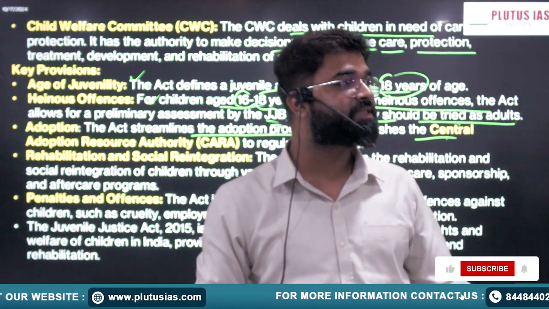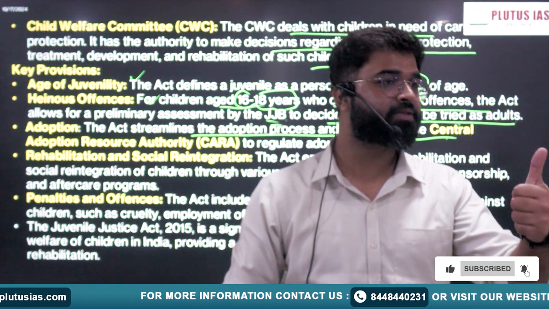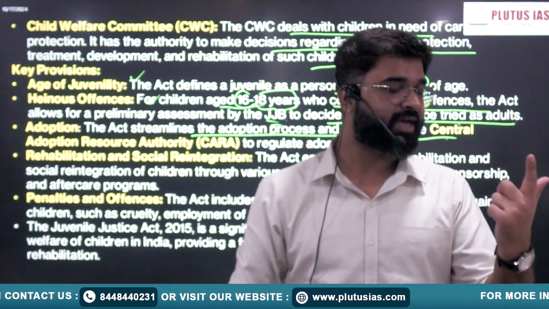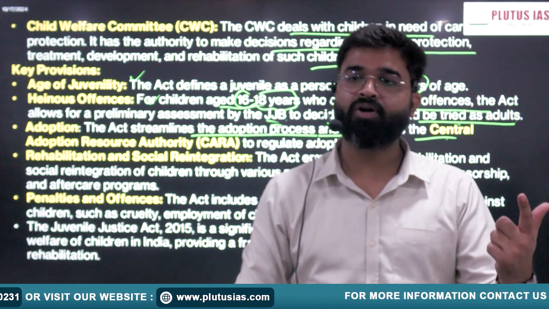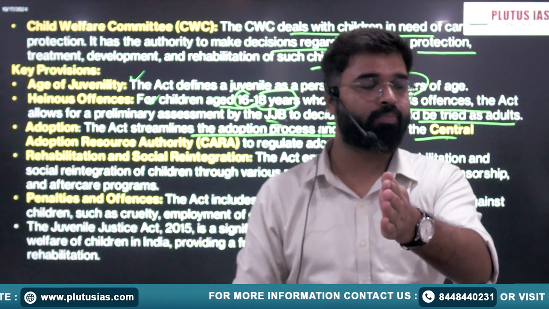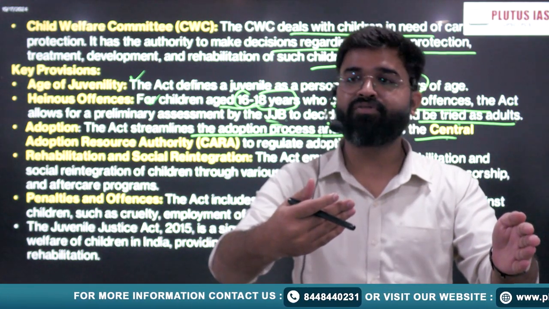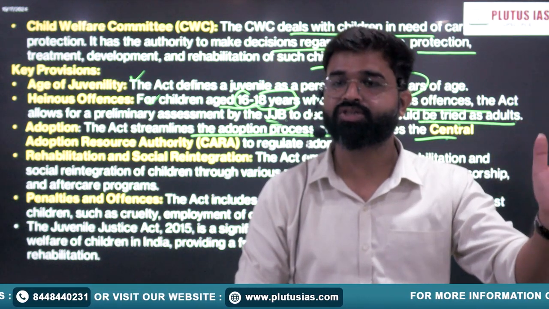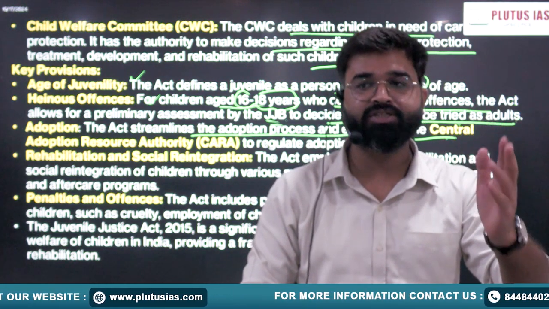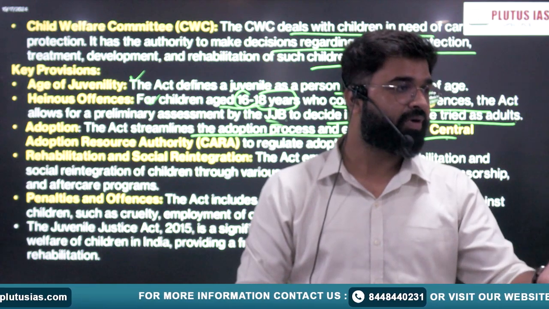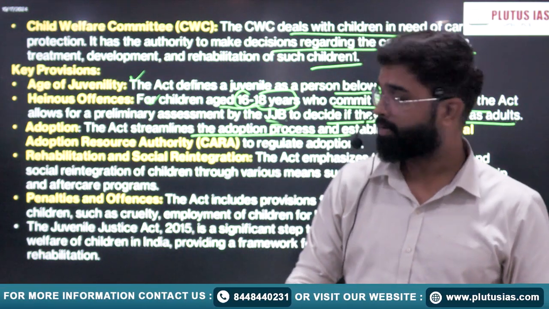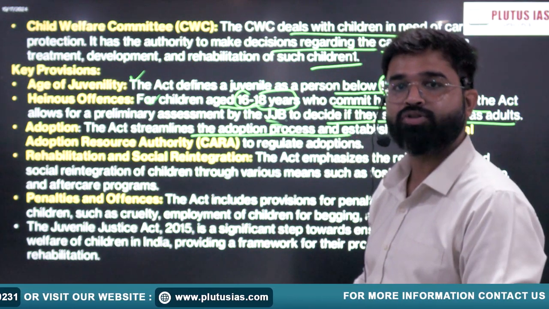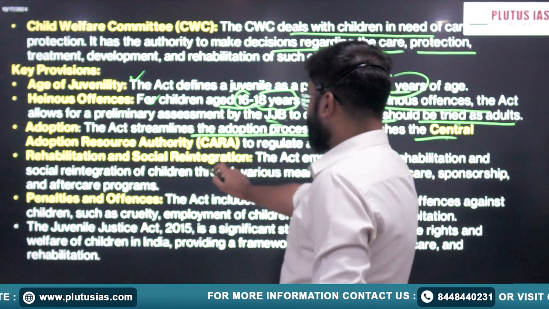So basically, Juvenile Justice Act is all about three bodies. One is Juvenile Justice Board, that is nothing but the court for all the juveniles. Second one is Child Welfare Committee. What is Child Welfare Committee? As soon as the Board's work is finished, Child Welfare Committee will come into the picture. Yes or no? Child Welfare Committee will look after all the things: protection of the child, care of the child, rehabilitation, reintegration of the child. And one more body is there, that is CARA, Central Adoption Resource Authority. So these are three statutory authorities established by Juvenile Justice Act. Okay. Rehabilitation and social reintegration.